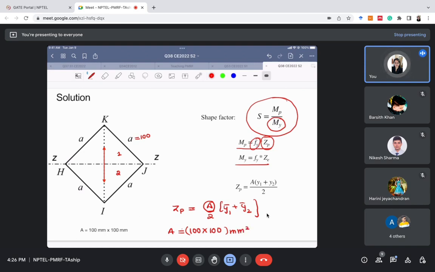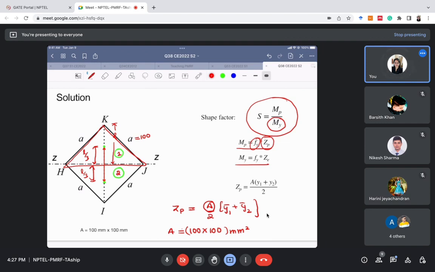Now we'll calculate y1 bar and y2 bar. Y1 bar is the CG of this first part, and y2 bar is the CG of this second part. Since this is a triangle, let's call this length L. So the CG will be at L by 3. I hope you agree with me. So y1 bar is L by 3 and y2 bar is also L by 3, because they are both the same. Now what is the value of L?